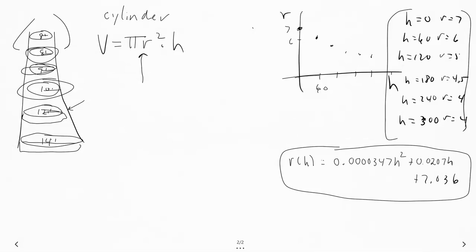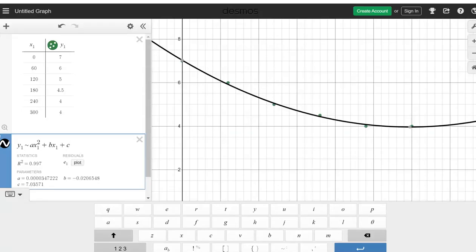So I went on to Desmos, I hope you did too, and I found that the radius as a function of height is given by this quadratic. This nice quadratic function best models the data. Let me just show you quickly what I did.